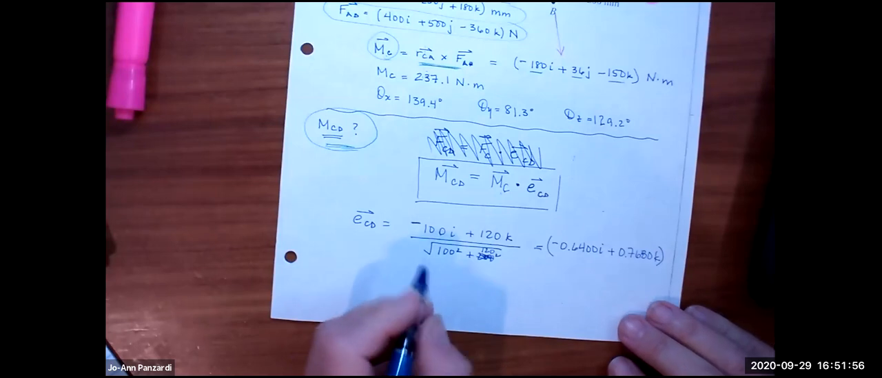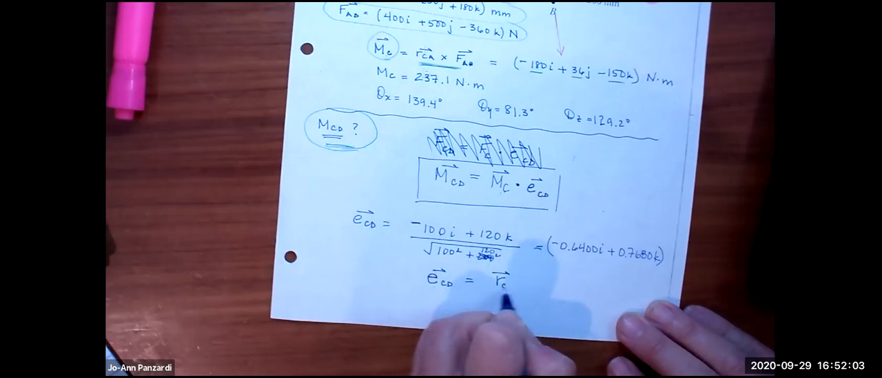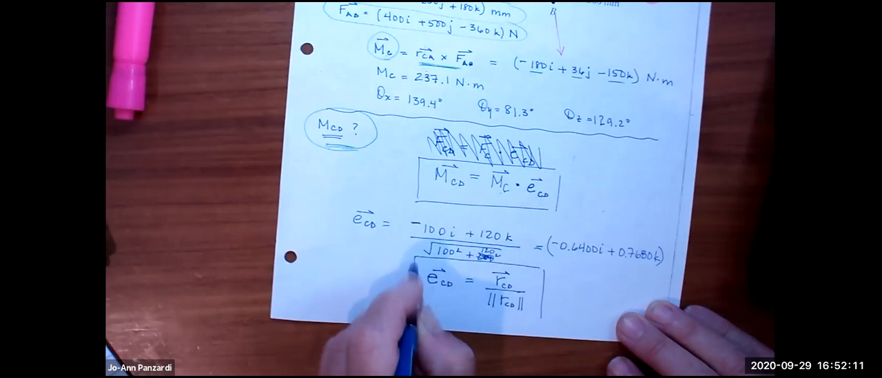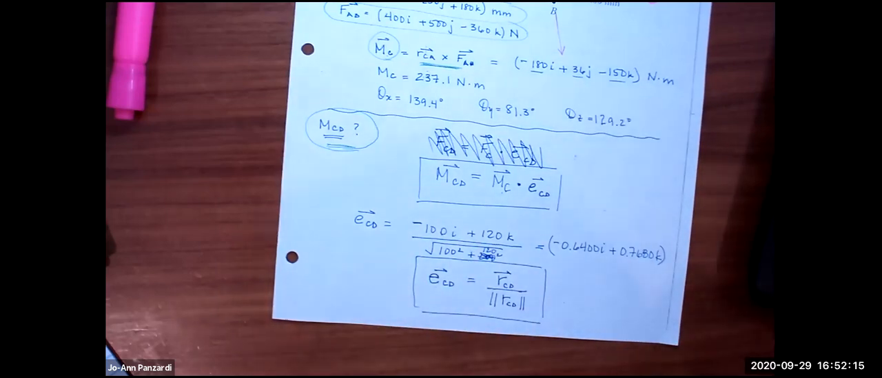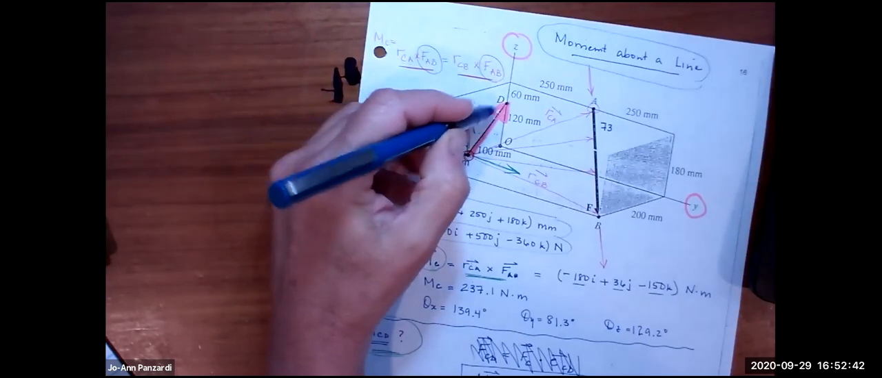Hey, I want to write something. e_CD is equal to my R vector CD over the absolute value of the R vector. Daniel, is this correct? Let's see, we have it divided by the magnitude. I would say it is correct. It is. Isn't this negative 100i plus 120k the distance going from C to D? It is, yes. So it's the R vector. And then squaring those gives us the magnitude.